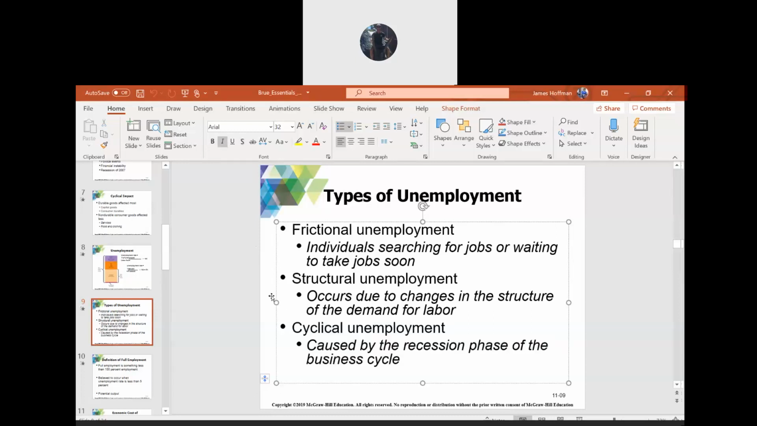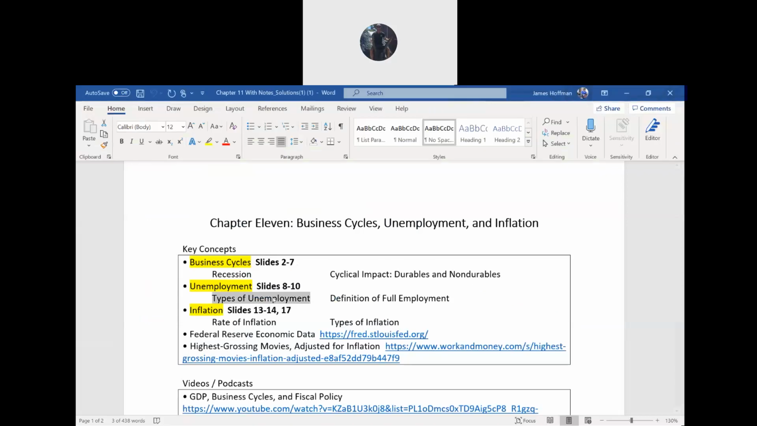Okay, so normally, you look at the next slide. Okay, so normally we define full employment as something a little bit less than 100% because economically we assume that we're never going to have 100% or 0% unemployment.